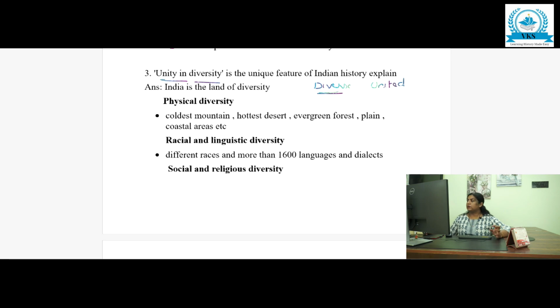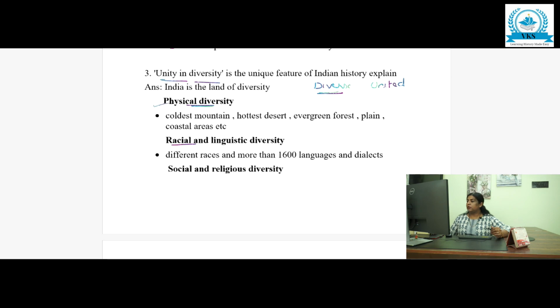So first we will see the diversity. Physical diversity. So you explain, India is a land which has the coldest mountain, hottest desert, evergreen forest, plains, coastal areas, etc. So this is the physical diversity of India. In all the ways India is different. Coldest mountain is there in India, hottest desert is there in India, evergreen forest, coastal areas, everything together in one single country. So that is physical diversity.